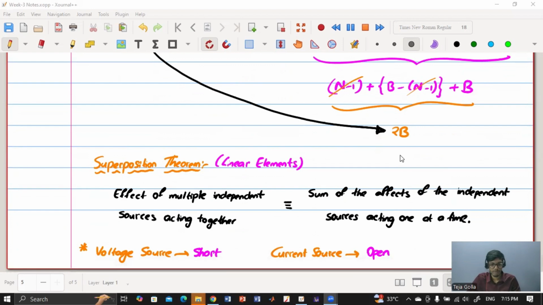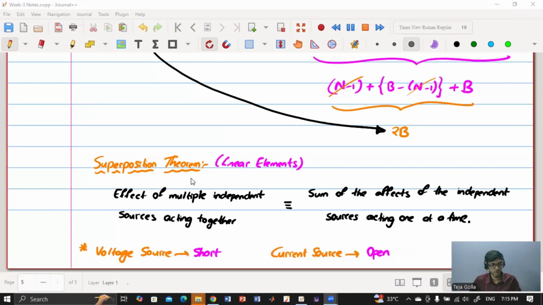There is less than a minute. If this meeting ends, kindly join back, then we'll do the problem solving session. So the superposition theorem says the effect of multiple independent sources acting together is just the summation of the effects of these independent sources acting one at a time. And if only one is acting, the other voltage sources will be shorted and the other current sources will be open. So this is the summary of this week's theory.